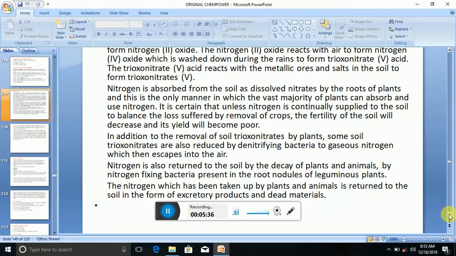Now there are bacteria called denitrifying bacteria. They take some of the nitrogen in the form of nitrate back to the atmosphere. Whereas the nitrifying bacteria help to get nitrogen from dead plants and animals back into the soil. So this total movement of nitrogen to and from the atmosphere through the soil into the body of plants and animals is known as the nitrogen cycle.